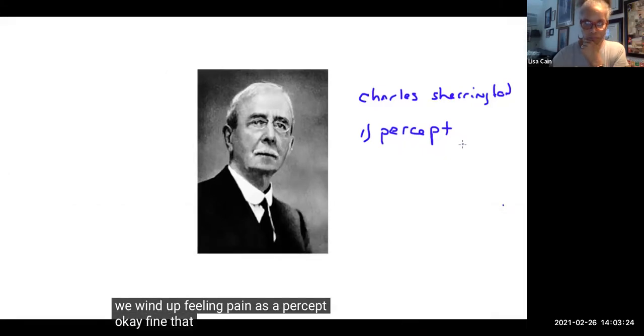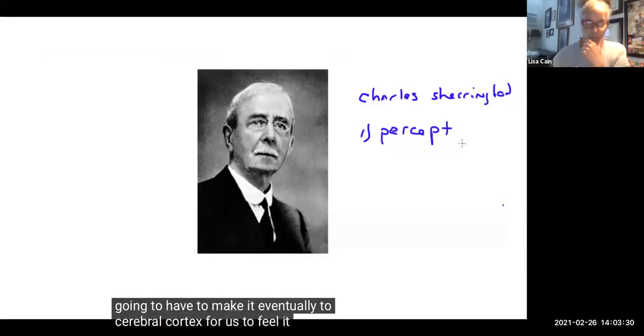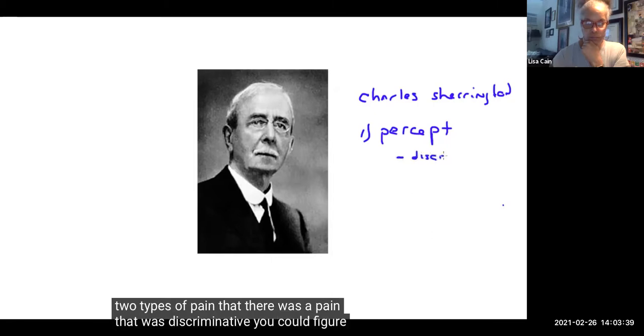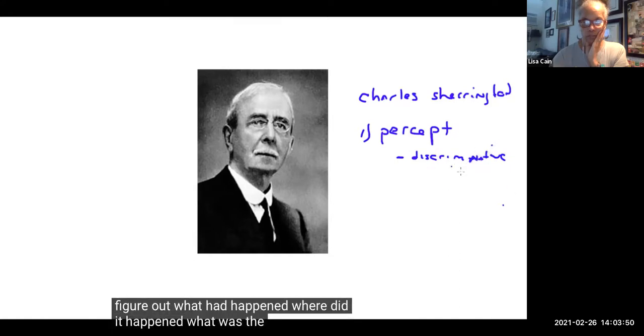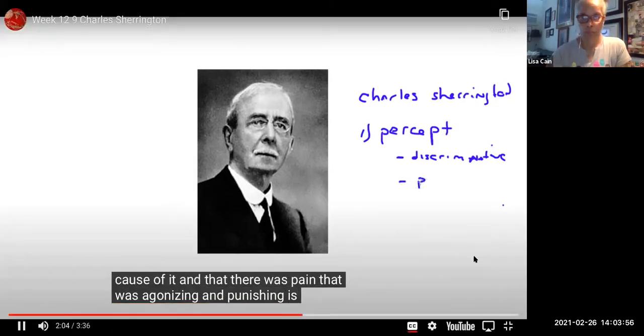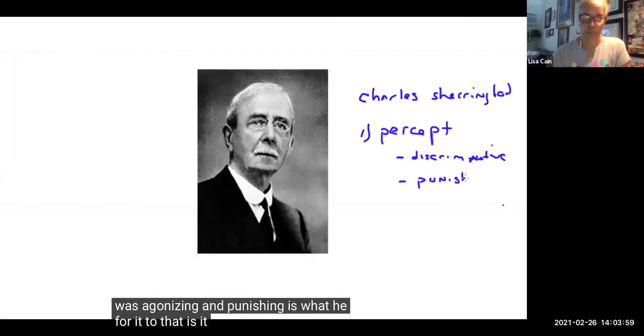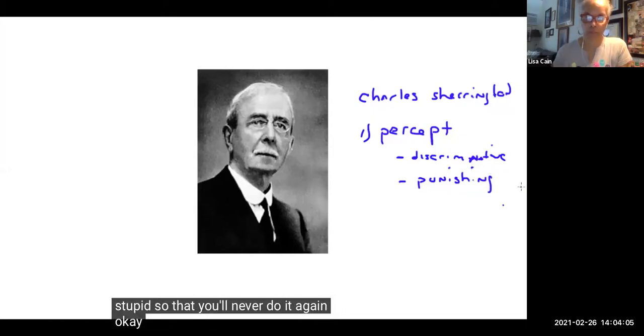Okay, fine. That means information is going to have to make it eventually to cerebral cortex for us to feel it as painful. He also recognized there were two types of pain, that there was a pain that was discriminative. You could figure out quickly, discriminative, geez, I can't write in this bit, discriminative. It could figure out what had happened, where it had happened, what was the cause of it. And then there was pain that was agonizing, punishing is what he referred to. That is, it was designed to punish you for having done something stupid so that you'll never do it again. Okay, we'll get back to that.